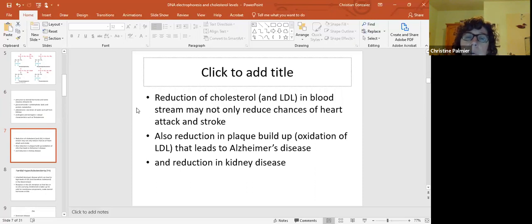So it's important to reduce cholesterol in the bloodstream so we can reduce our chances of heart attack and stroke, as well as chances of Alzheimer's disease and kidney disease. There's a lot of work on your kidneys if you have a lot of cholesterol in the bloodstream.